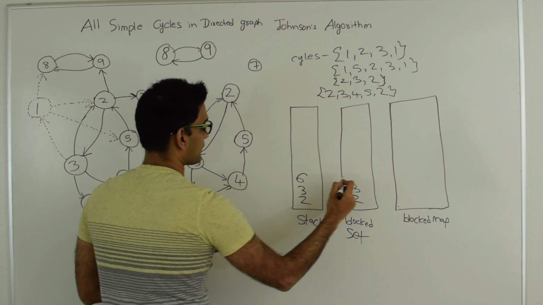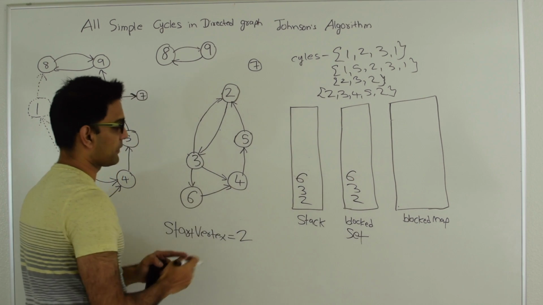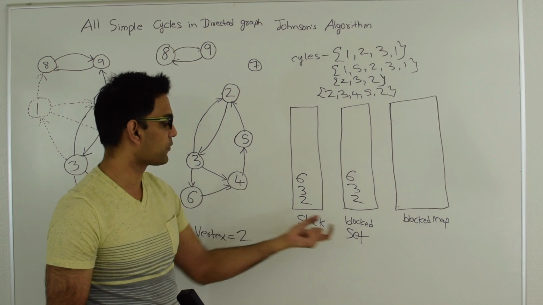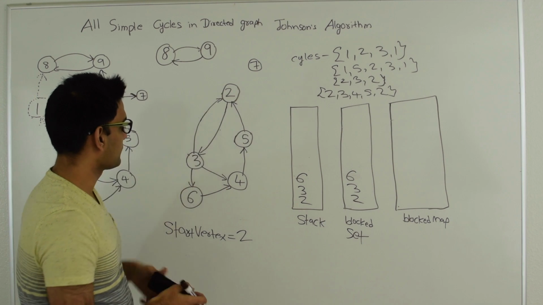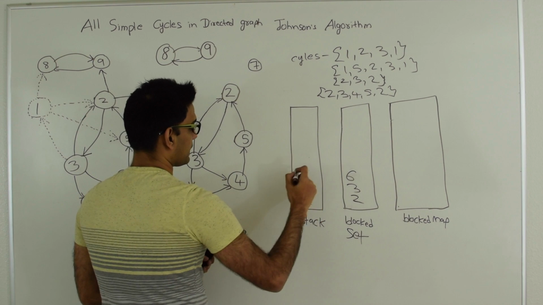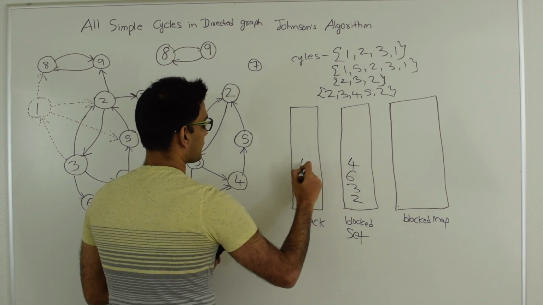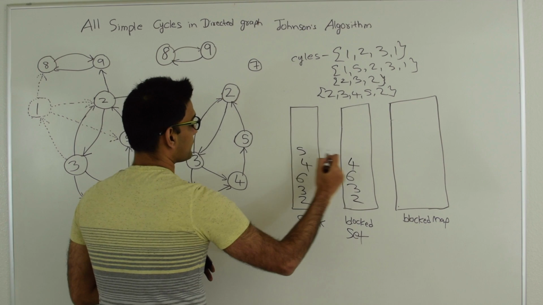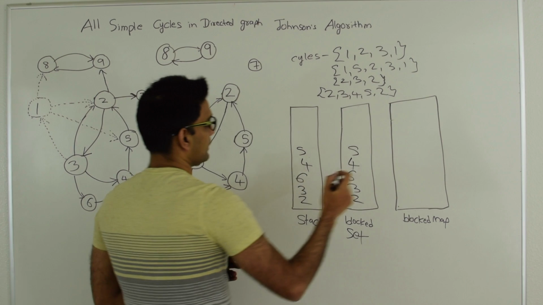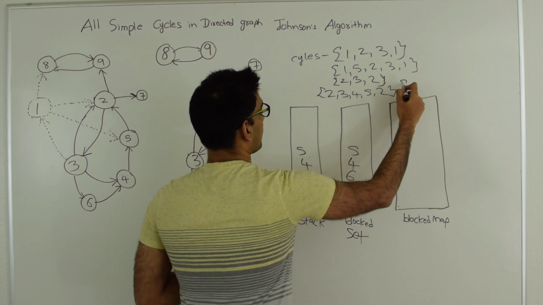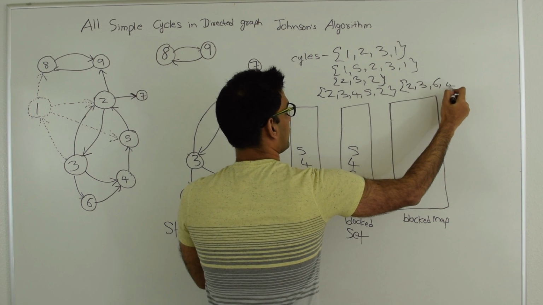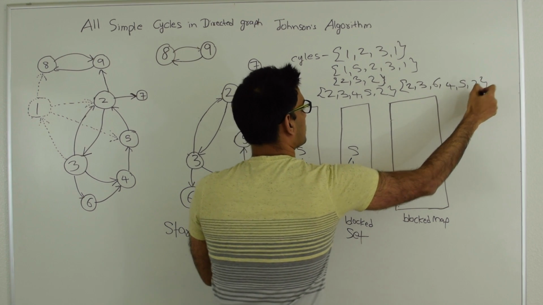So we add 6 to here and 6 to here, and from 6 we go to 4, and 4 is not in the block set. And now you can see why removing 4 was so critical, because if we had not removed 4 from the block set, we would have never found this cycle going via 6. So 4 is not in the block set, so we add it. Then from 4 we go to 5, it's not there, so we add it. And then 5's neighbor is 2, so we found one more cycle. So the content of that cycle will be 2, 3, 6, 4, 5 and 2.